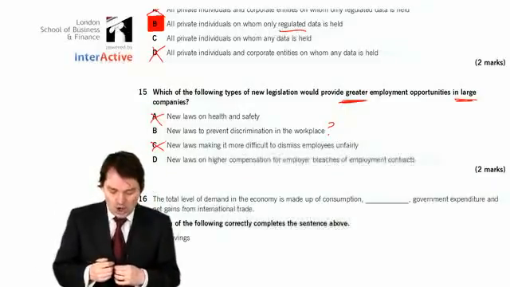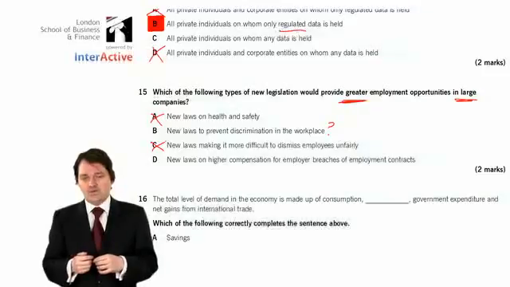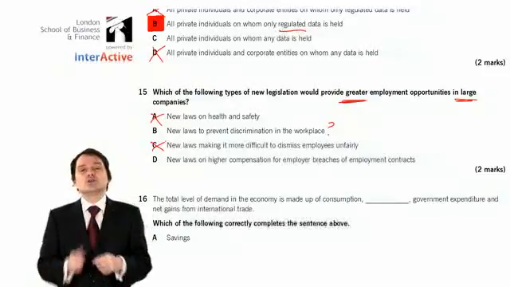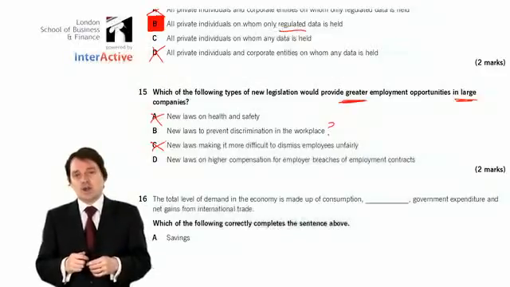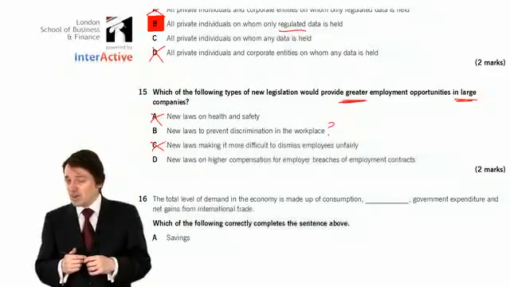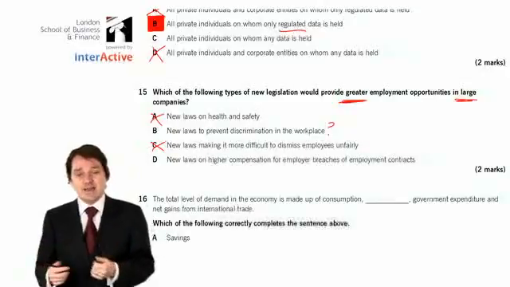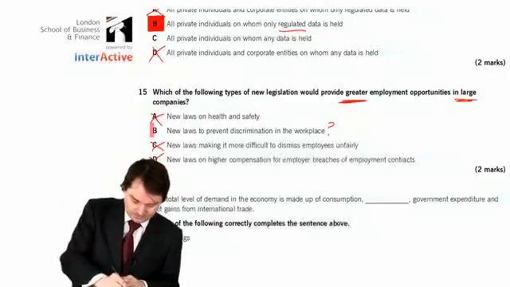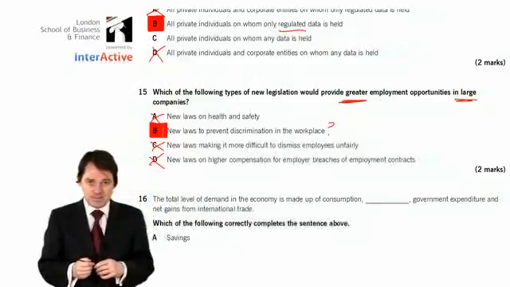New laws on a higher compensation for employers who breach employment contracts. Well, again, that's got nothing to do with employment opportunities. Employment opportunities is getting people jobs. So it's not D either. So it's going to have to be B.